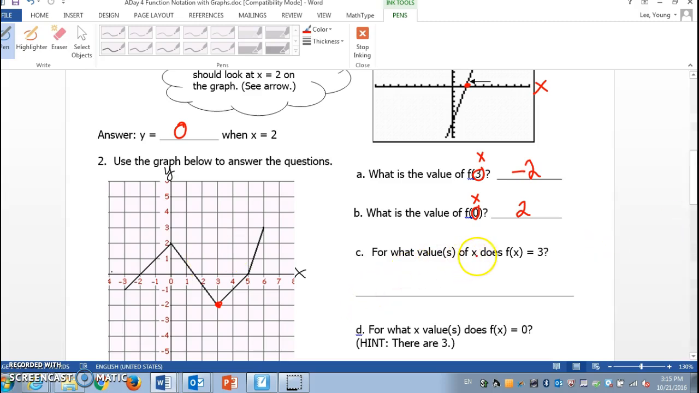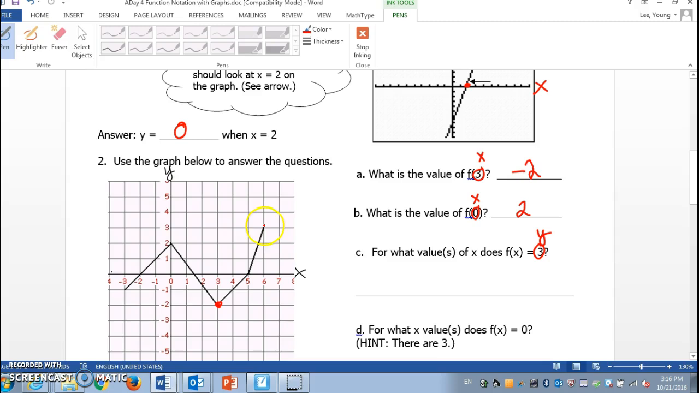Okay, now let's take a look at this. For what value of x does f of x equal 3? Now look at this 3. Is 3 inside the parentheses or outside the parentheses? It's outside of the parentheses. That means that's the output. That is the y value. So this time we have y values given. So what we need to do is go to the y-axis at 3. Where on the graph do we hit the y value of 3?